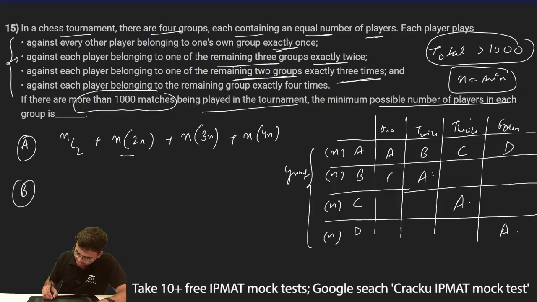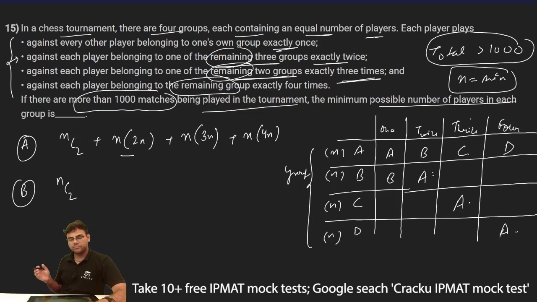First of all, B has to play within B, so it will be again NC2. Now BA, C has already played with A thrice. So B cannot play with C thrice, because C has already played and it is clearly given that of the remaining they are playing. Now C has already played, so C is not among the remaining ones. The remaining ones are either B or D.